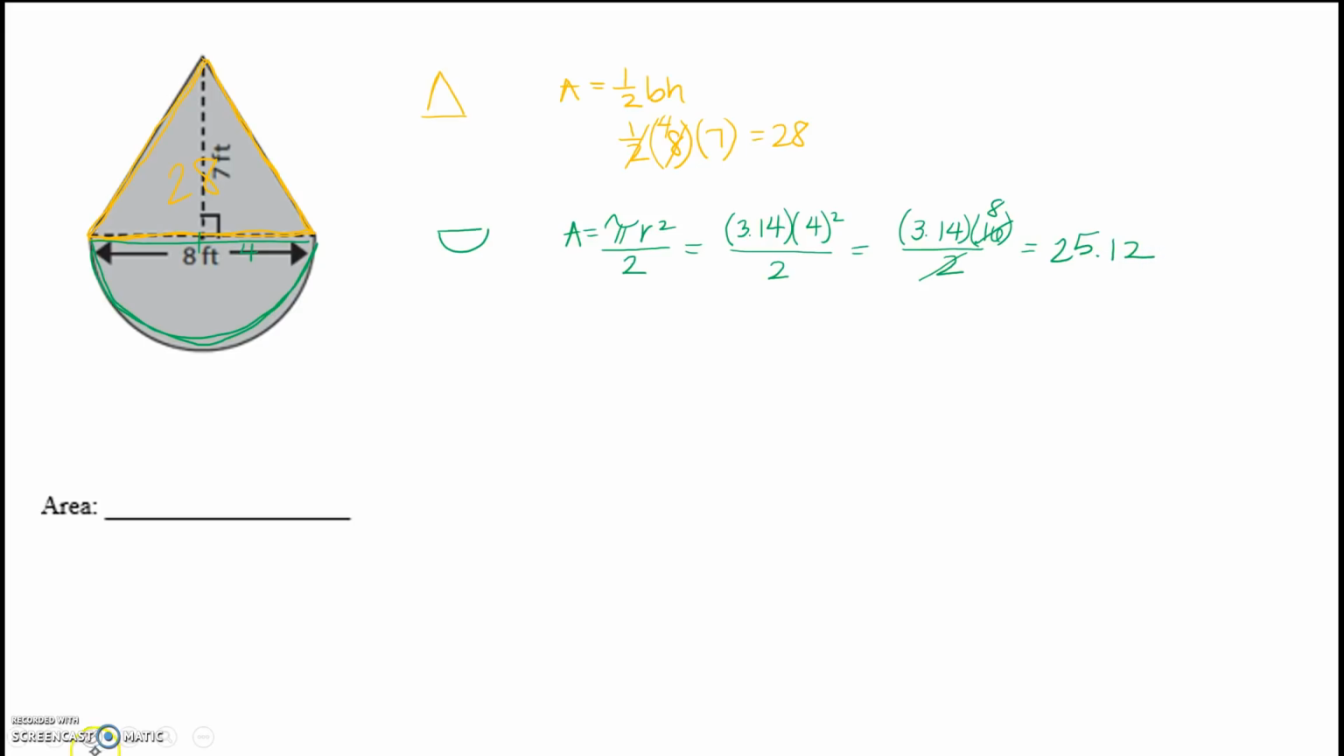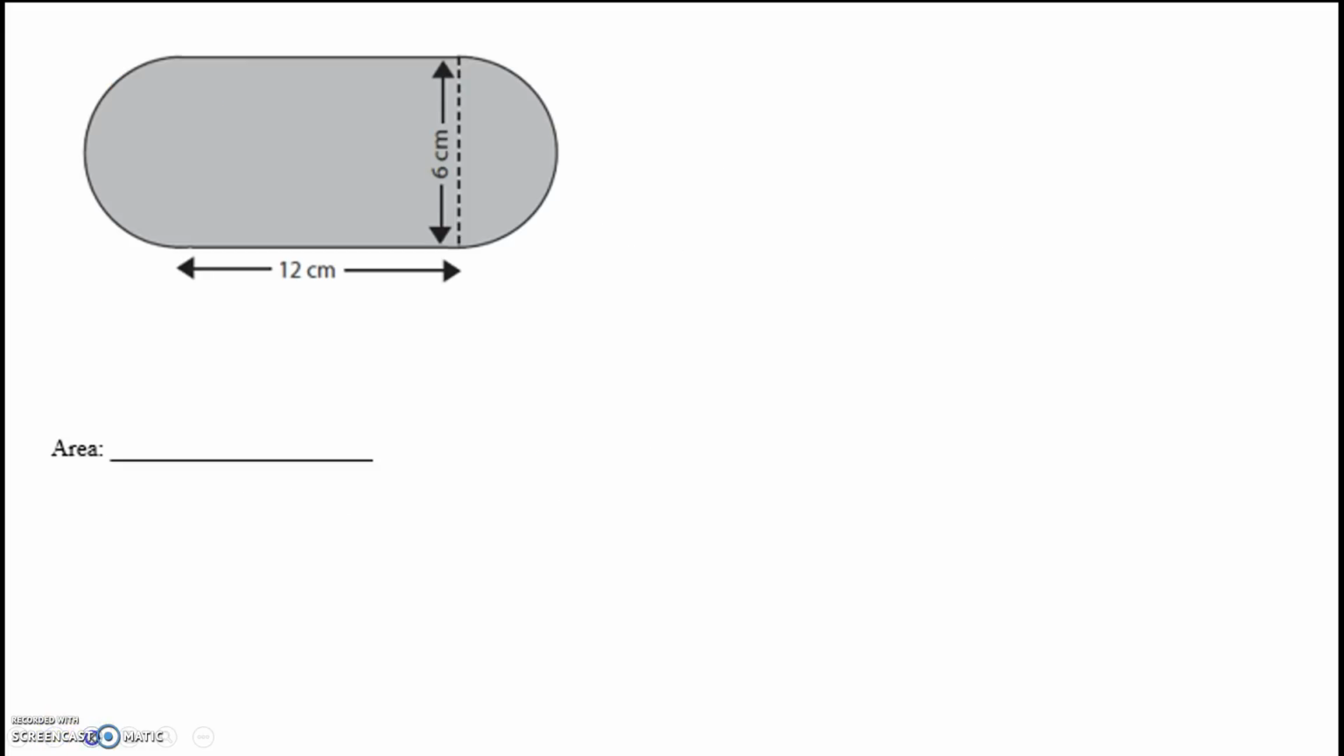25.12. So again, it wants the area of the entire composite figure. So I'm going to take this area and this area, and I'm going to add them together. So 25.12 plus 28.00, add them together. 0.12, 8 plus 5 is 13, 2, 4, 5. So we have 53.12 feet squared. So let's move on to the next one.